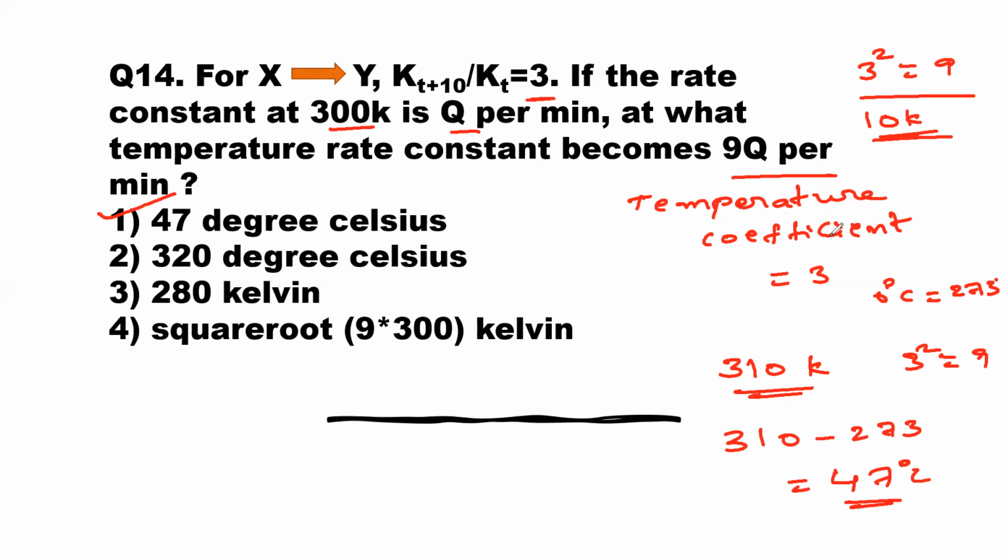So the temperature coefficient is 3. That's why it is tripling for 10 kelvins. It is tripling, so it should be 9 Q per minute. And for that case, 0 degrees C is equal to 273 kelvins, and you have to convert 310 kelvins into degrees C. So it is becoming 47 degrees C. So the answer is 47 degrees Celsius. Very typical question, but it's very simple also. I hope it is clear. Next question.